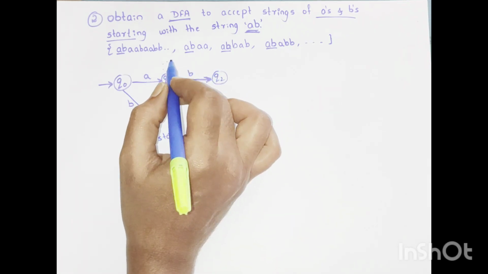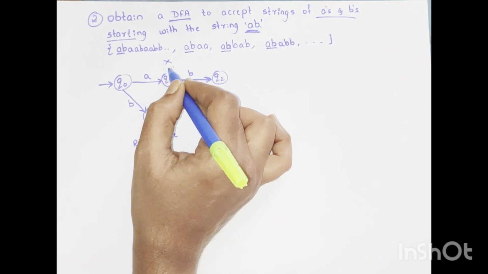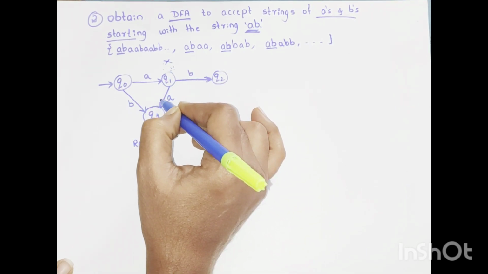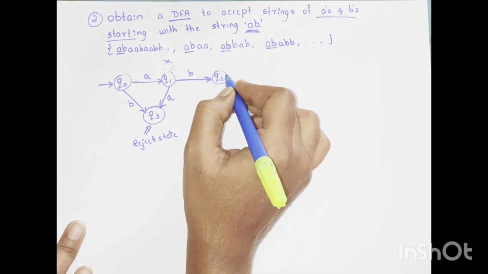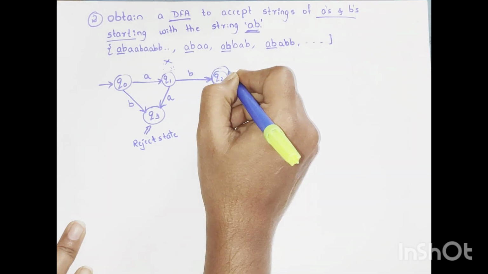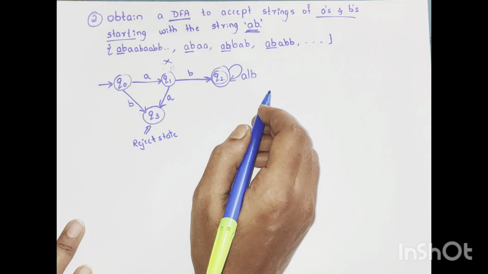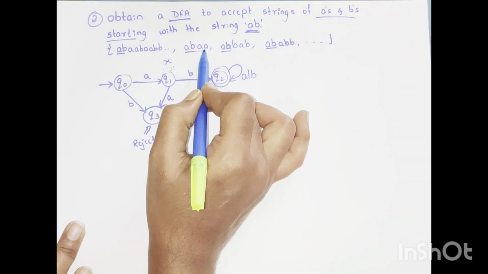So because of that I am not showing a loop for this A here. I will just divert that transition to this dead state. Then I will make this Q2 the final state, and I will show the transitions for all the next A's and B's possibilities. So here we can match the string.